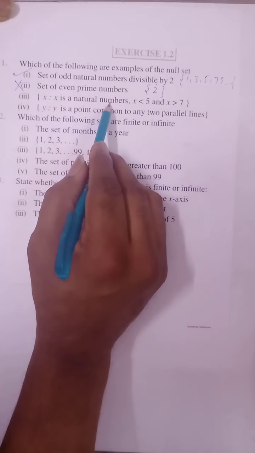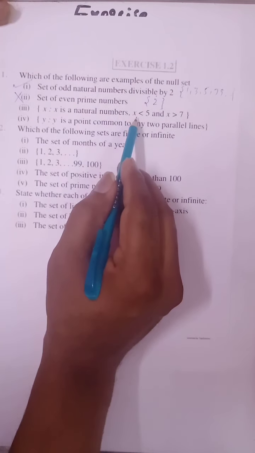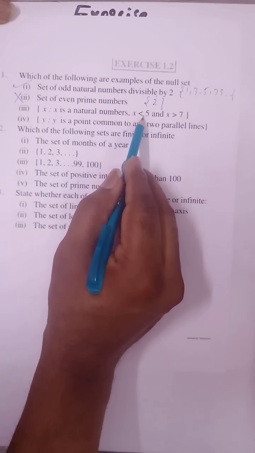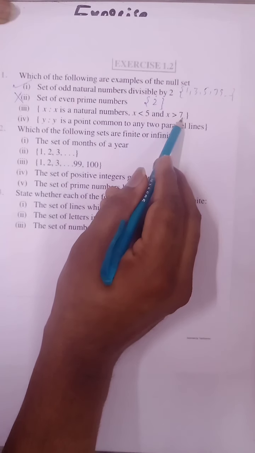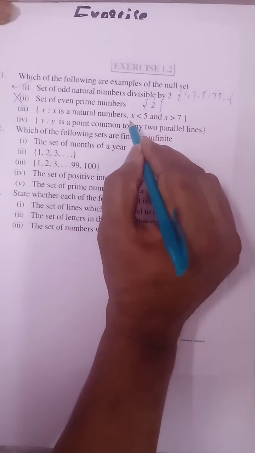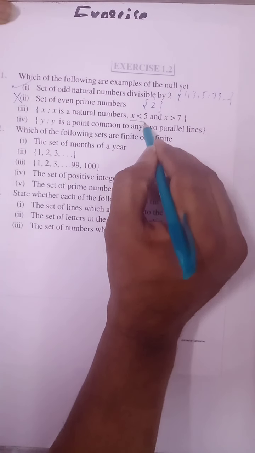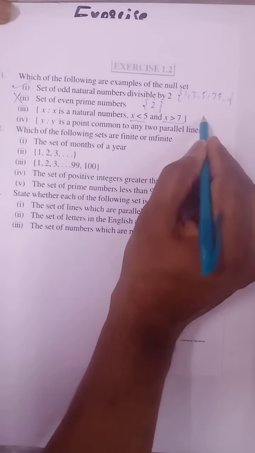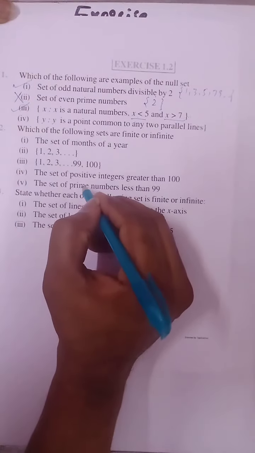x is a natural number, where x is less than 5 and x is greater than 7. So this is not possible. Is it possible? If x is less than 5, it cannot be greater than 7. So this is not possible. So this is an example of null set.